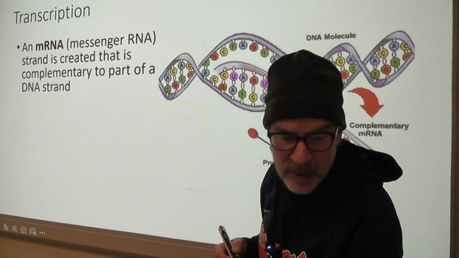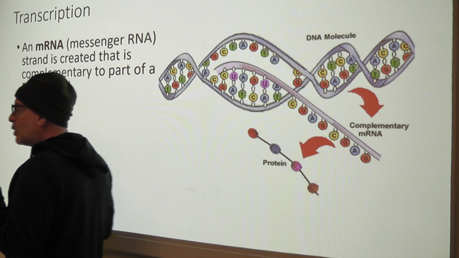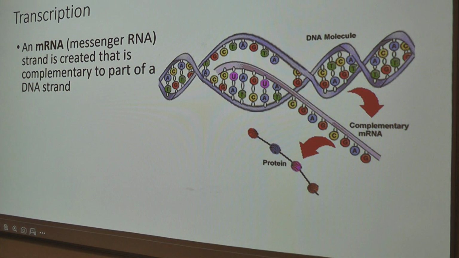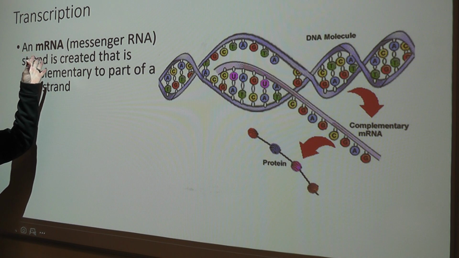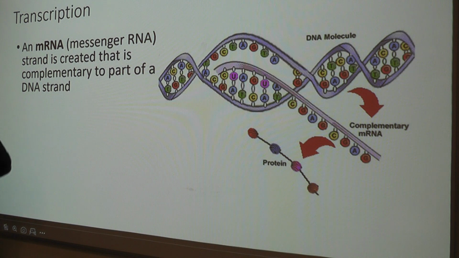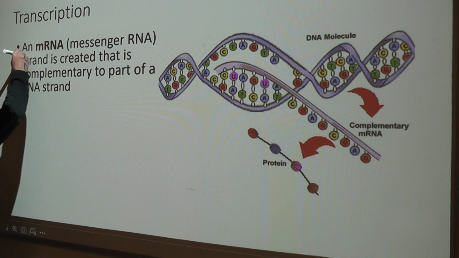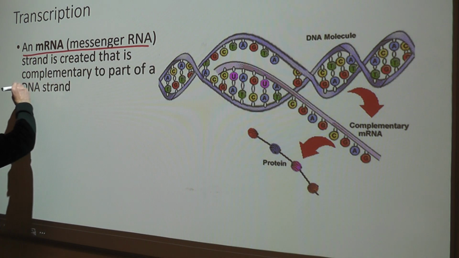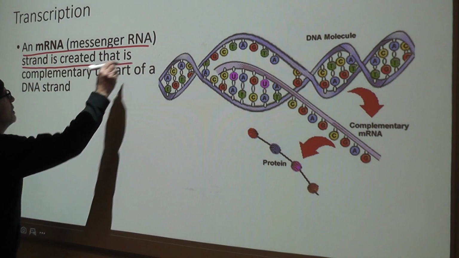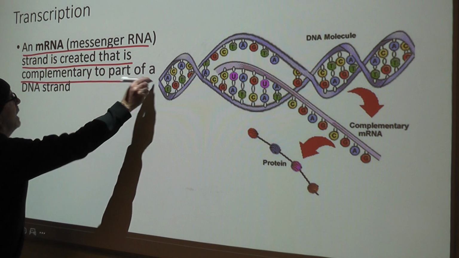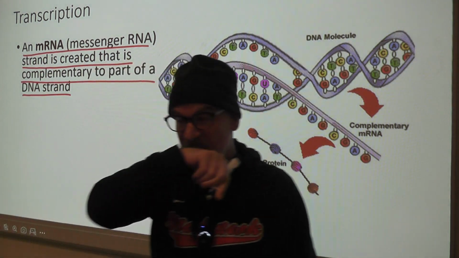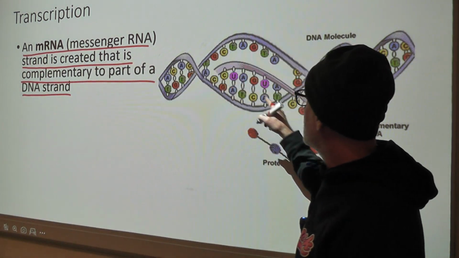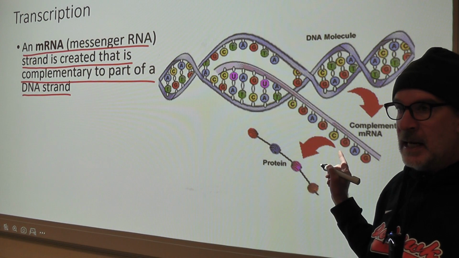So here's what transcription looks like. It creates a strand of nucleic acids, RNA. We'll look at RNA in just a second. It's a little bit different from DNA, but not tremendously different. Basically what transcription does is it creates a strand of nucleic acid that is single-stranded, and it's made out of a slightly different material than DNA.